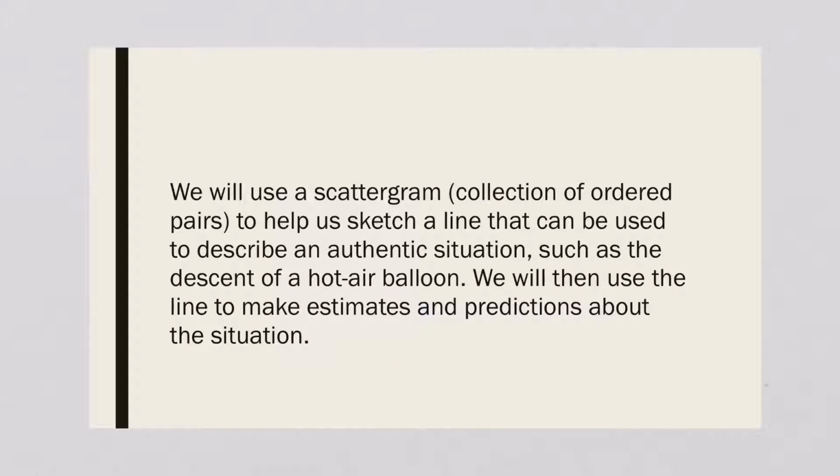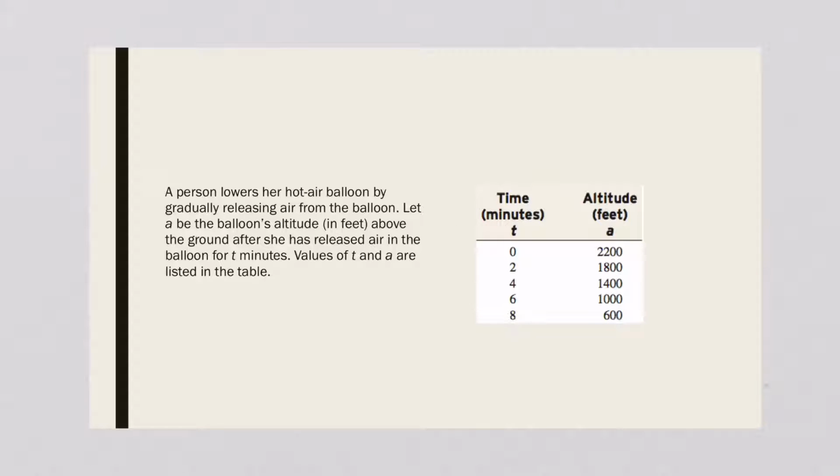Okay, so whenever we collect data and we place it in a graph, that's called a scattergram or a scatter plot, which is just a collection of ordered pairs. It helps us sketch a line that can be used to describe this situation, such as the descent of a hot air balloon. So then we can use that to make predictions and estimates about what's going on with the situation.